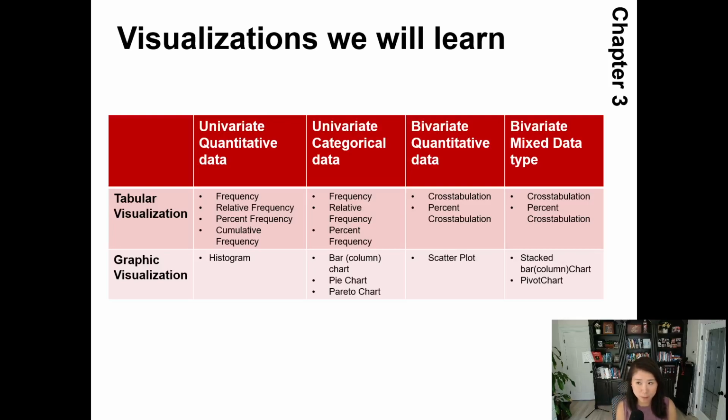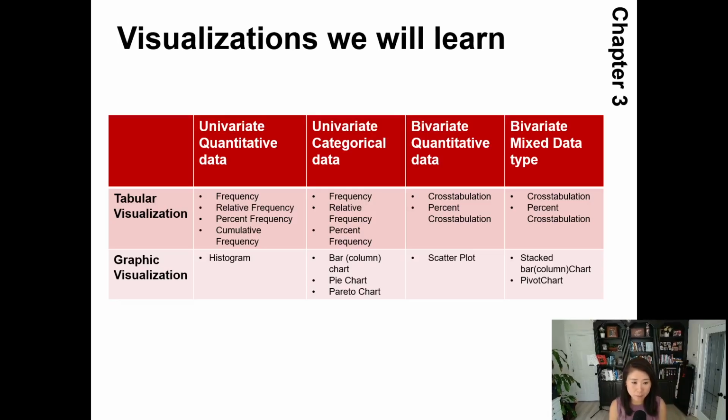Hello, now in this video we are moving on to our learning objective 2. That is going to focus on our first group of the visualization that you are able to use to summarize one quantitative variable. For one quantitative variable, we're going to look at frequency distribution, relative frequency, percent frequency, and the cumulative frequency distribution. Keep in mind we are focusing on quantitative data.